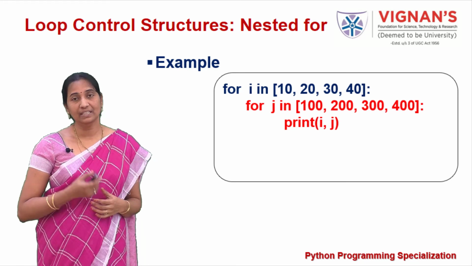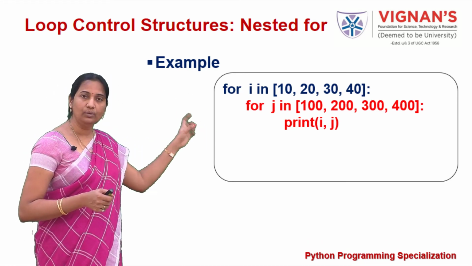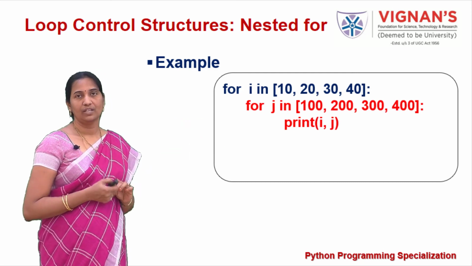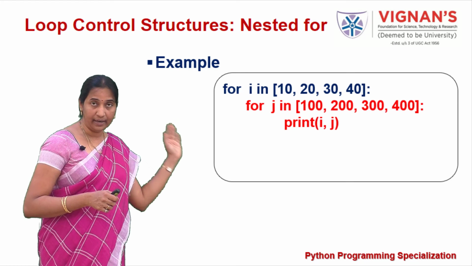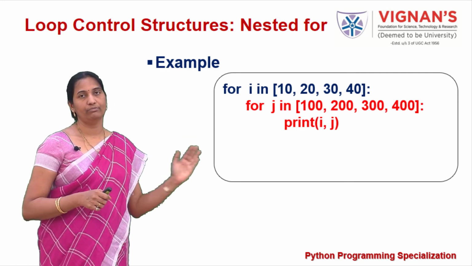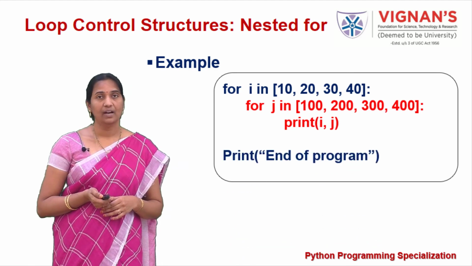After completion of one complete iteration of the inner for loop, the outer loop variable gets the updated value, that is I gets 20. With that value, again the inner loop would be executed. So with I value as 20, it will repeat the loop as 20, 100, 20, 200, 20, 300 and 20, 400. So that's how I can have one loop nested inside the other loop.